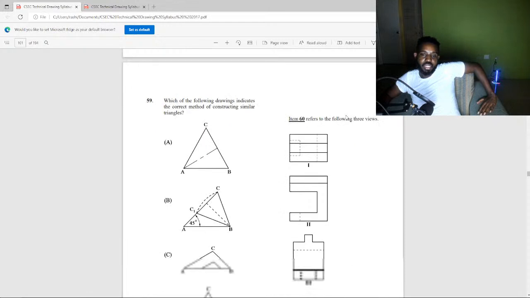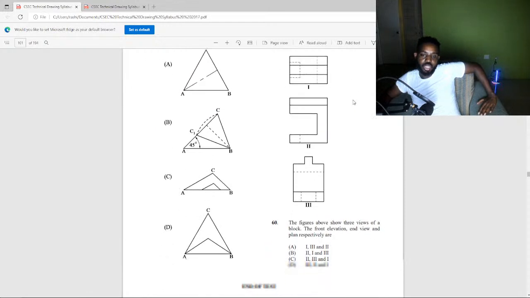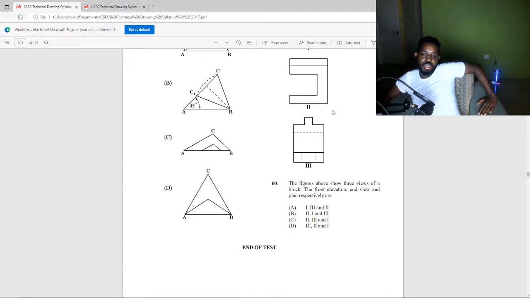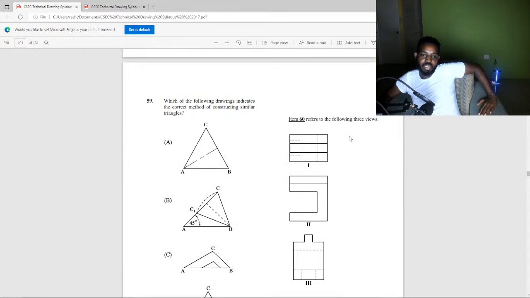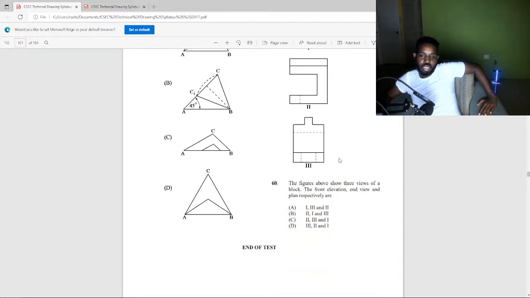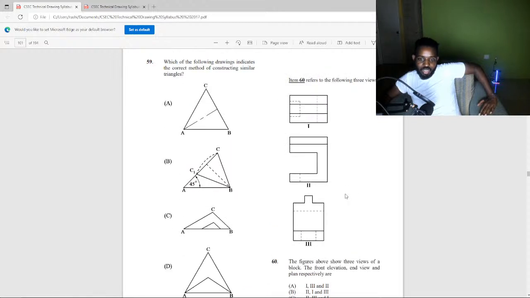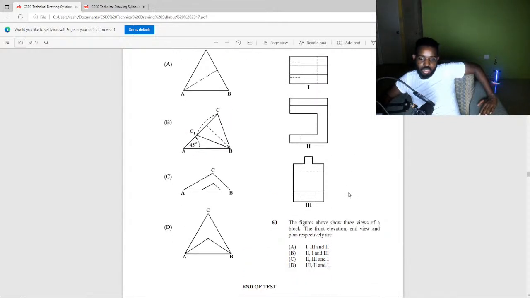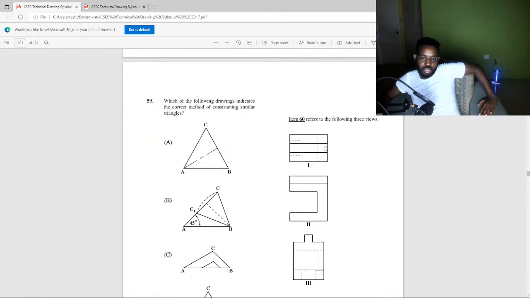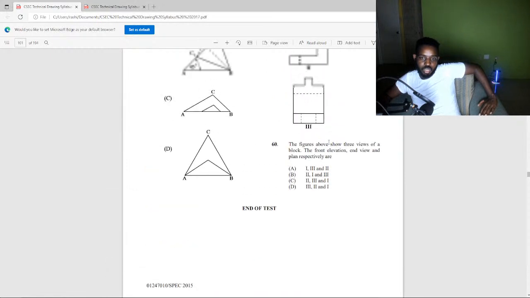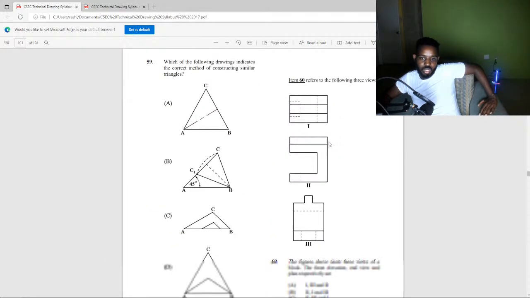And then number 60. It says item 60 refers to the following three views. The figures above show three views of a block: the front elevation, end view, and plan. The front elevation, end view, and plan respectively are... What's the plan? What's the front, and what's the end? What's the front? Is this the front?